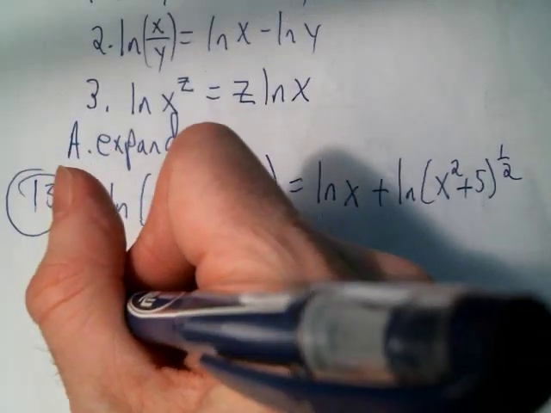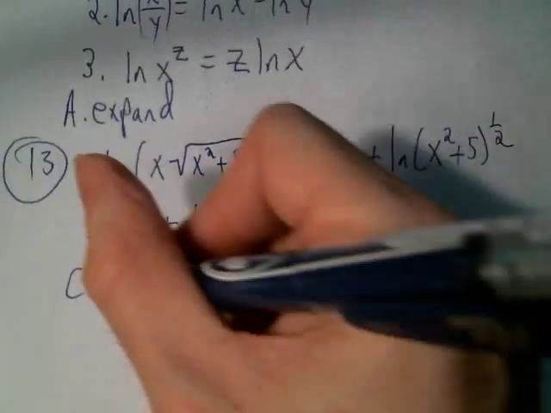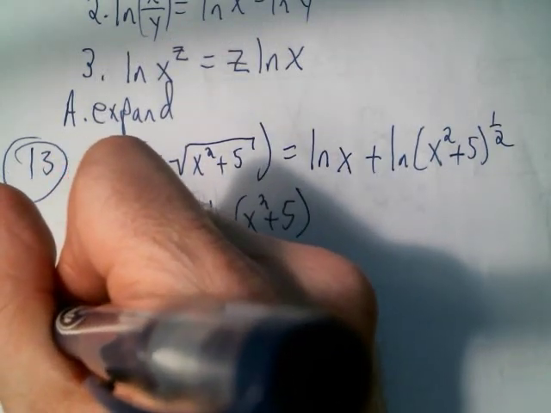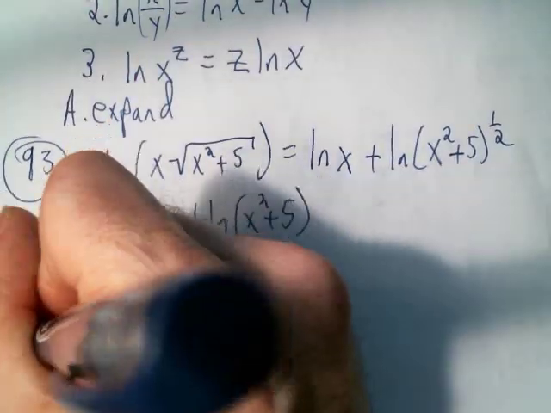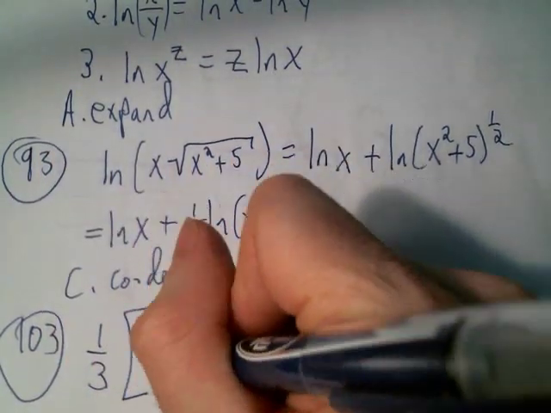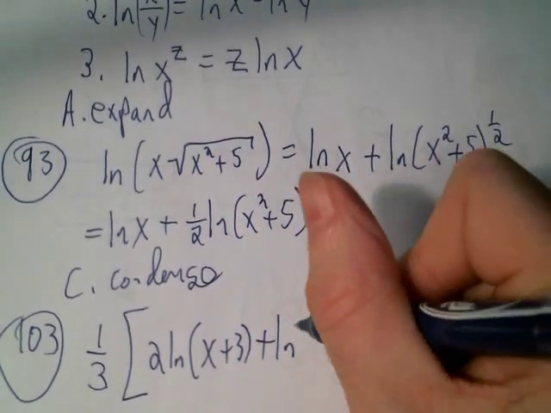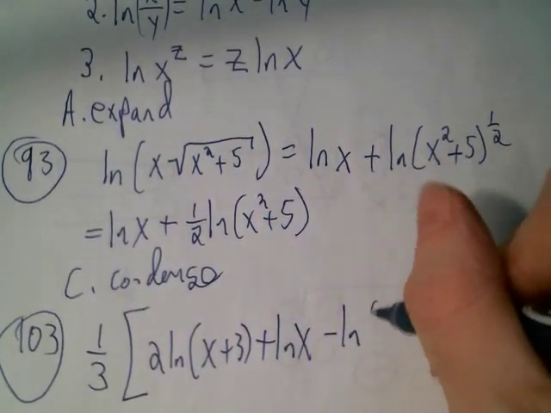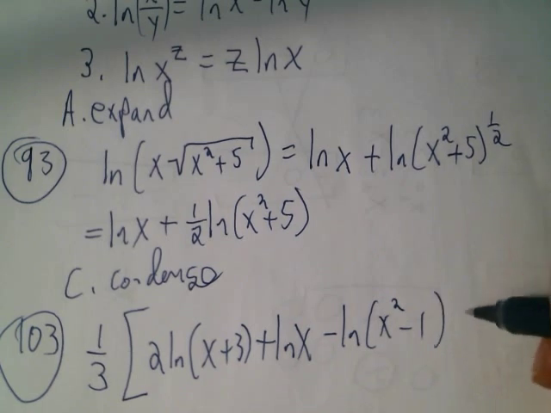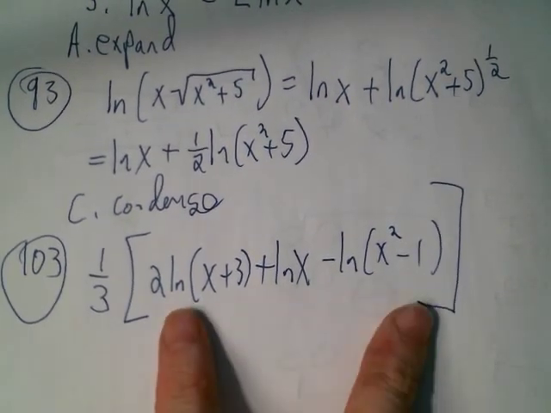Let's look at the other version, condensing. This was 93, this will be 103. So 1/3 times 2 times the ln of x plus 3 plus the ln of x minus the ln of x squared minus 1. I'm gonna just condense the inside first.